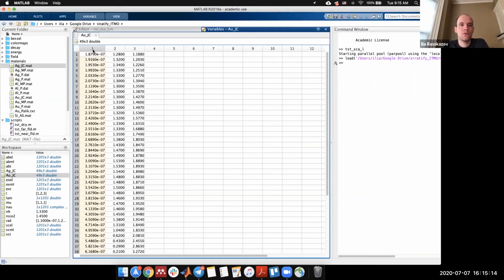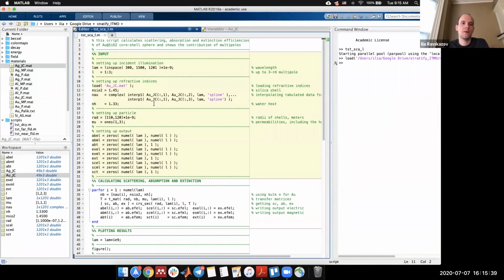consists of wavelengths. That is the first column. The second column is the real part of the refractive index. The third column is the imaginary part of the refractive index. This is all I need to know about the material. Wavelength, real part refractive index, imaginary part refractive index. It's kind of a standard representation in data files and in digital space.